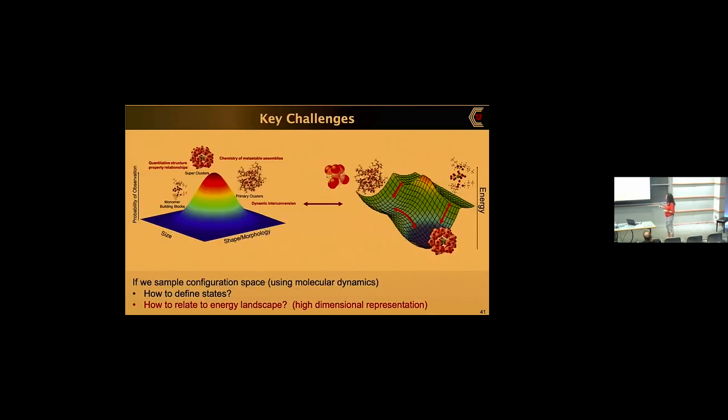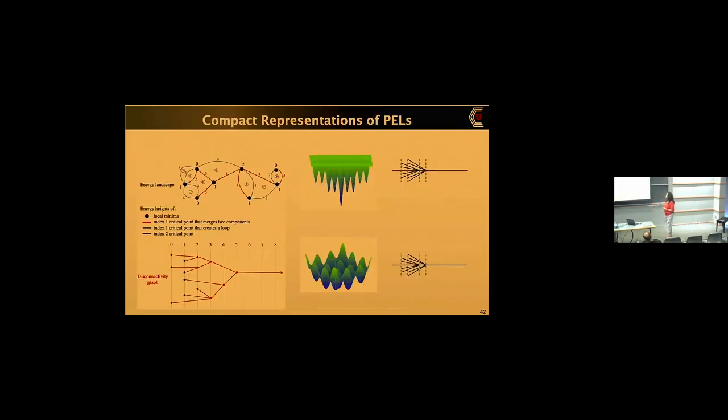So this tells you a little bit about ways that we think about defining states and how we sample this configurational space. I'm going to end by talking about how we can relate this to the energy landscape, because this is, I think, the most powerful forward-thinking concept here. In particular, we want to be thinking about these higher dimensional representations of the energy landscape for these types of processes. And so we need a compact representation that captures all the topology.